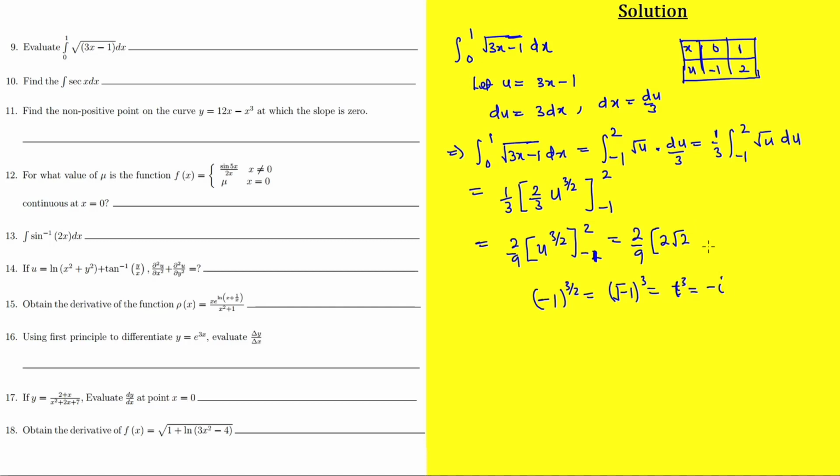Then here we are going to have this to be minus, because we are taking minus the lower limit, so we have minus, then minus i. So that means we have this to be what? 2 over 9 open bracket 2 square root of 2, then plus i, which is our final answer. So the correct answer to this question is 2 over 9 open bracket 2 root 2 plus i. Alright, so let's move on to the next question.